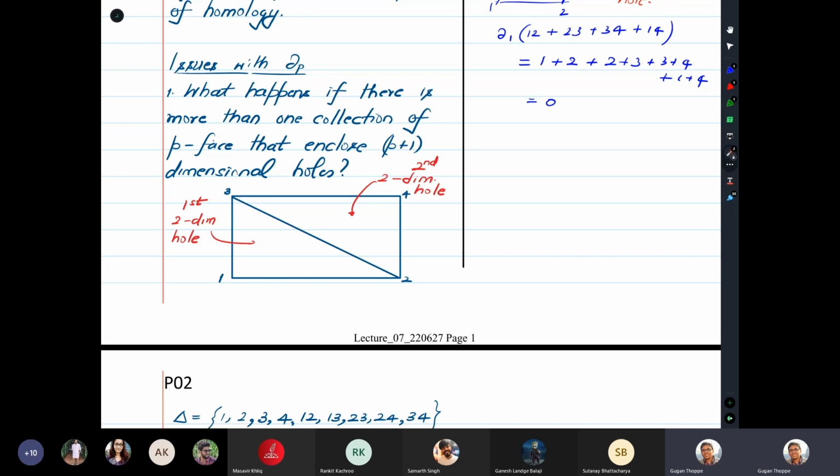If I intuitively asked you, can you take a guess how many holes there are in this simplicial complex? If you had to take a guess, then perhaps you would say, look, here is one hole. This is the first 2-dimensional hole, and here is another hole, maybe the second 2-dimensional hole. So if I asked you to take a guess, clearly your guess may have been 2.